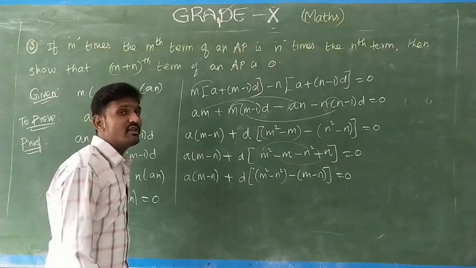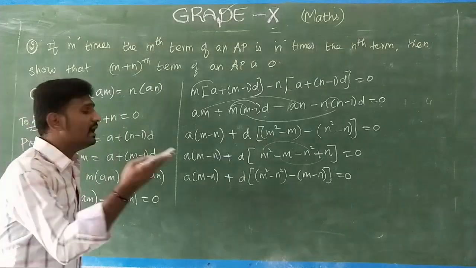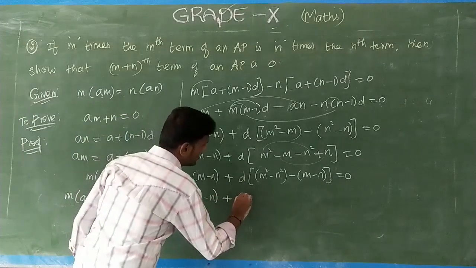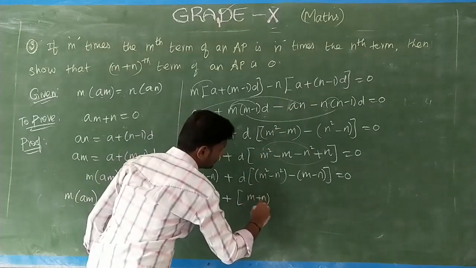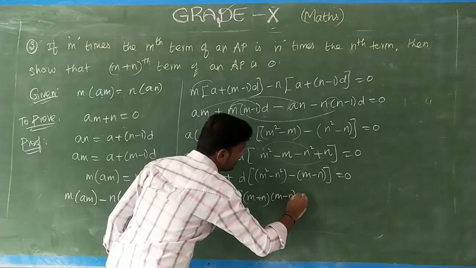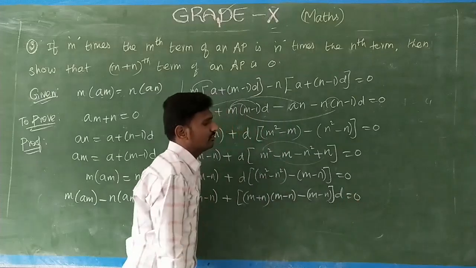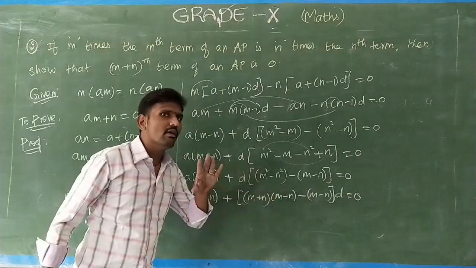Now you have a formula, a square minus b square equal to what? A plus b into a minus b. So that formula I am going to use to get d into, I am taking a class. So (m plus n) into (m minus n) minus (m minus n) into d, which is equal to 0. Have you got it, children? Why? Because of using that a square minus b square formula.